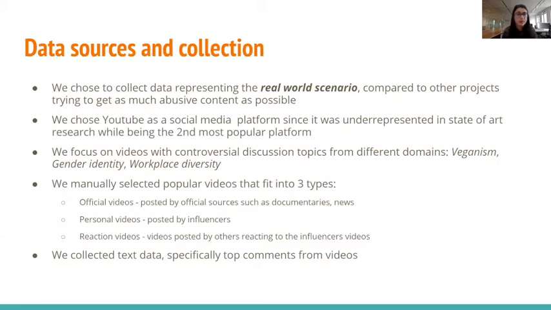So first, to start off with the data sources and collection. We chose to collect data representing the real world scenario, as we called it. This basically means that instead of trying to bias our data to get more hate speech by using keywords that are associated with hate speech, we collected all the data that was available from the videos that we collected. We chose YouTube as a social media platform to collect our data, since it was underrepresented in the state-of-the-art research, but it's actually the second most popular platform.